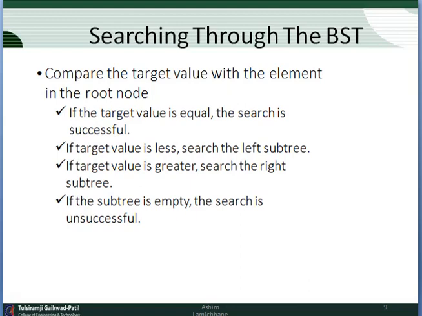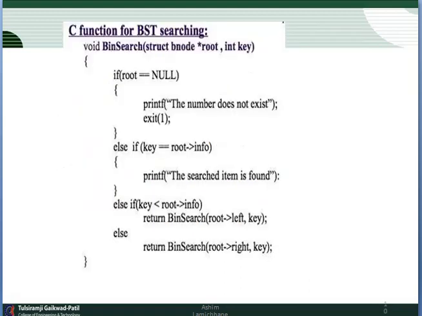If the target value is greater, then search the right subtree. And if the subtree is empty, then the search is unsuccessful. This is the pseudo code, the C function for the binary search tree.